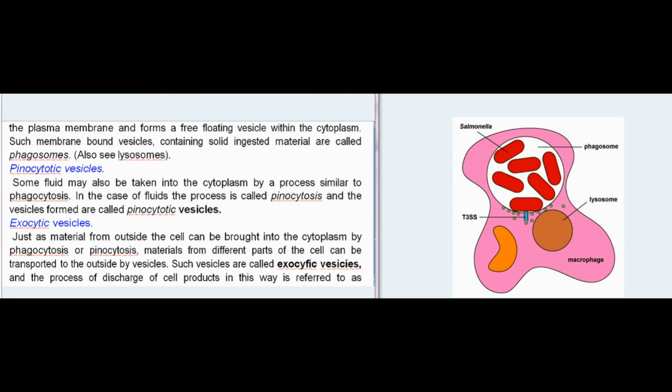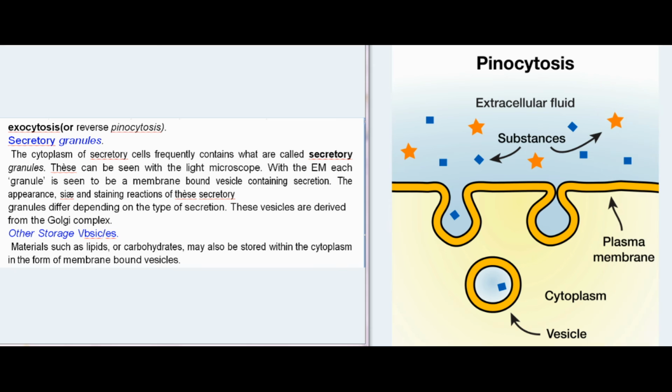Pinocytotic vesicles. Some fluid may also be taken into the cytoplasm by a process similar to phagocytosis. In the case of fluids the process is called pinocytosis and the vesicles formed are called pinocytotic vesicles. Exocytic vesicles. Just as material from outside the cell can be brought into the cytoplasm by phagocytosis or pinocytosis, materials from different parts of the cell can be transported to the outside by vesicles. Such vesicles are called exocytic vesicles, and the process of discharge of cell products in this way is referred to as exocytosis, or reverse pinocytosis.